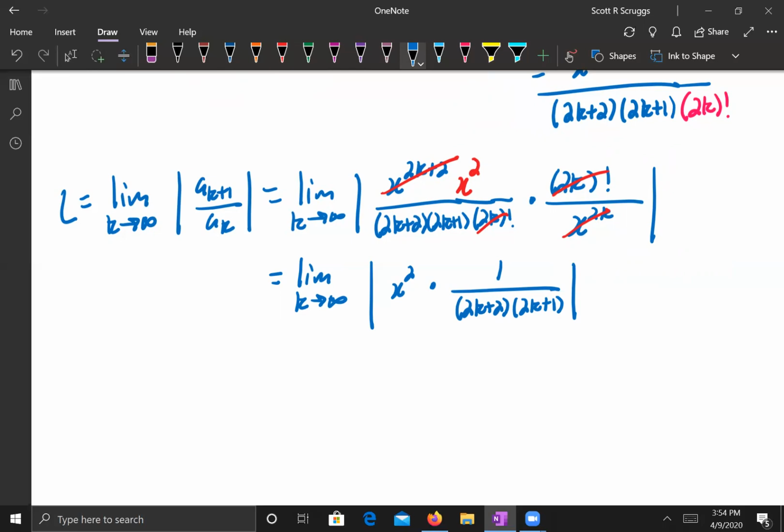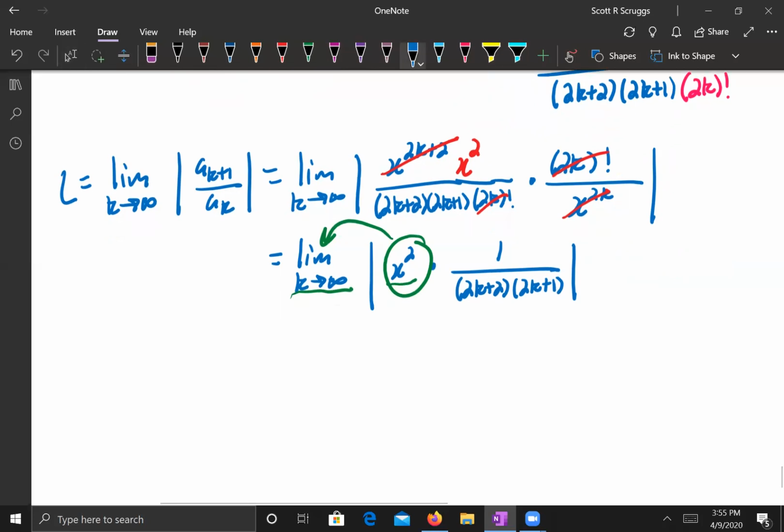Because x squared is a constant with respect to my limit in k, I get to take that out of the limit, and because I'm in the absolute value, I'm going to have absolute value of x squared times the limit as k goes to infinity of 1 over (2k plus 2) times (2k plus 1). But since that is positive, the absolute value is redundant.